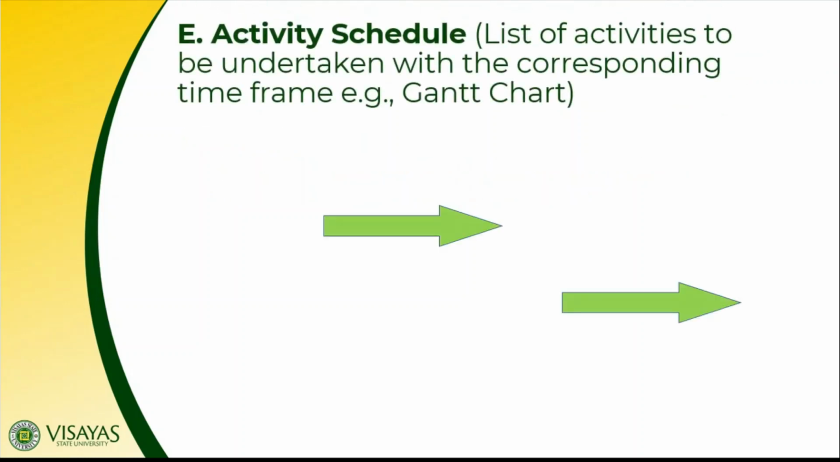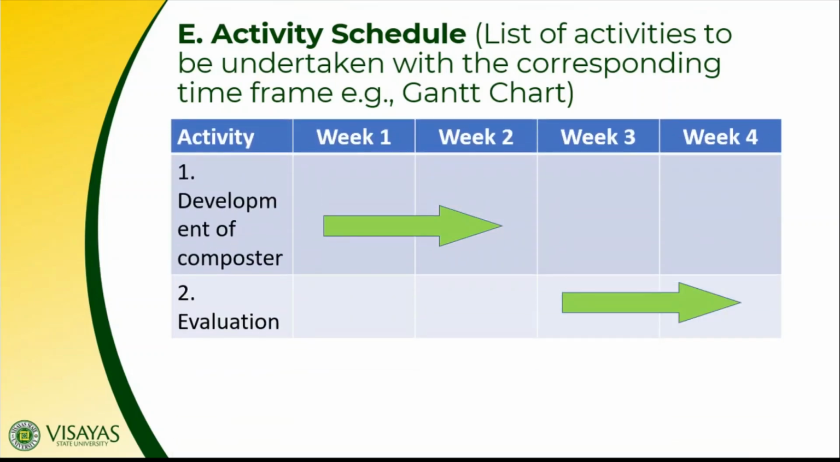In this section, this is the activity schedule. So you have to prepare something like this. Activity 1, development of composter. Activity 2, evaluation. You need to specify how much time is devoted for each activity. In this case, actually, this was 5 months. In your case, since we will do it in 4 weeks' time, it might look like this. So that depends on your need.